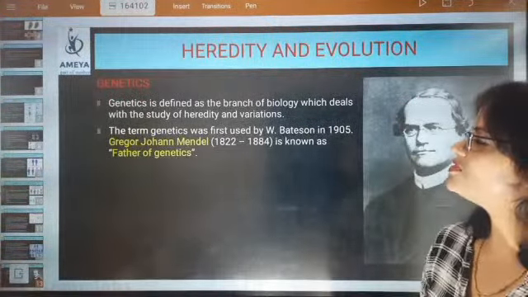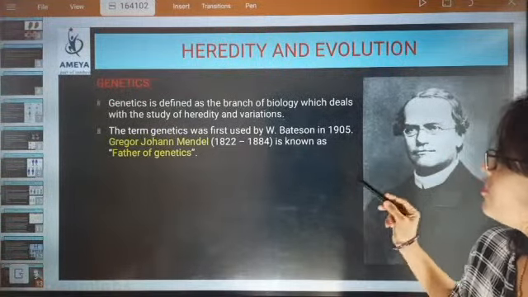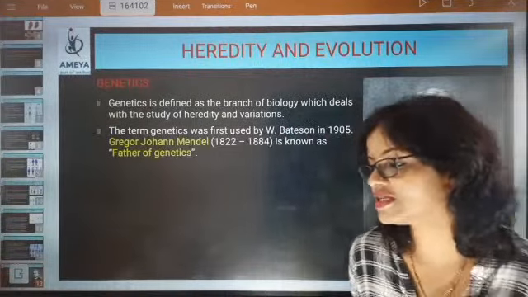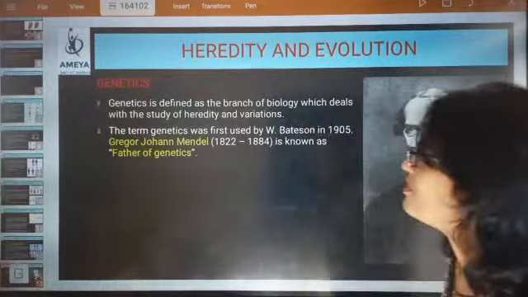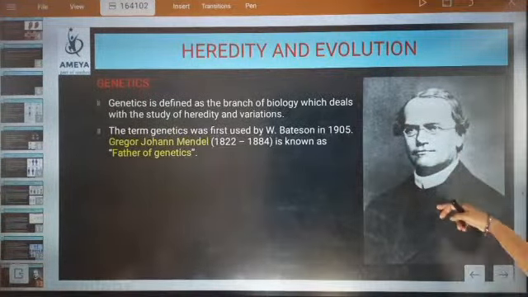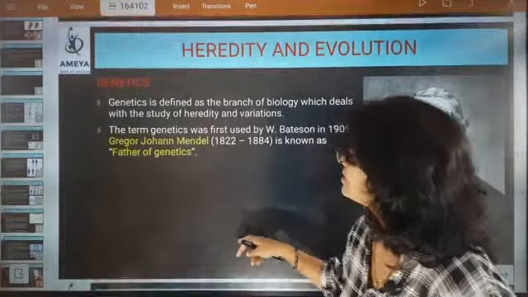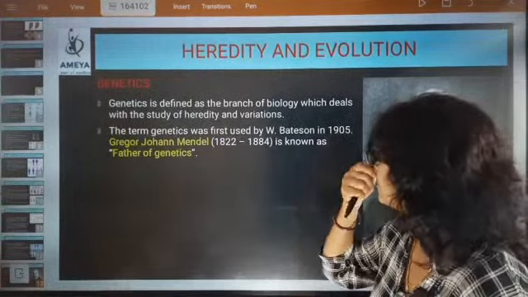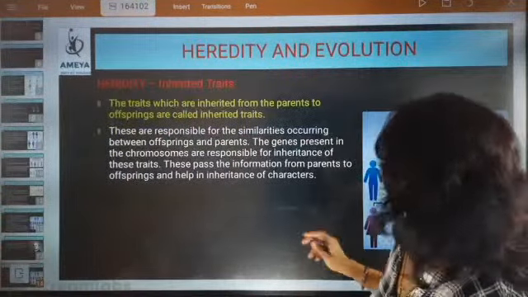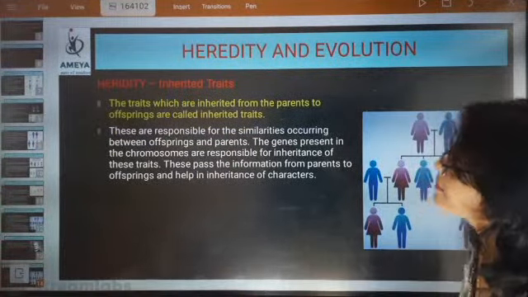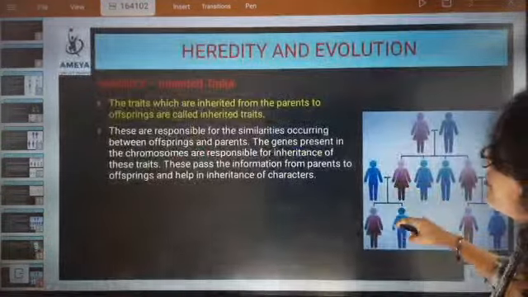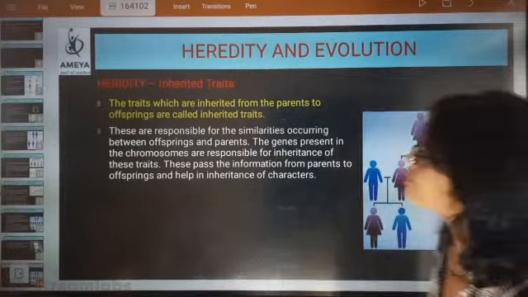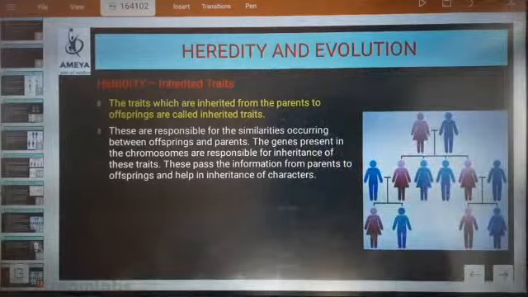So now the term genetics was first used by W. Batson, and he is exactly calling Gregor John Mendel as father of genetics. So he was exactly there from 1822 to 1884. So now next is the trait which are inherited from the parents to the offspring are called inherited traits.